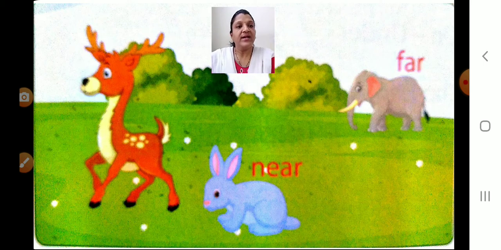Now when the distance between something or someone is short, or when we are closer, we say the thing or someone is near. And when a thing or a person is at a long distance, we say it is far from that thing. Okay. Now let us see next picture.